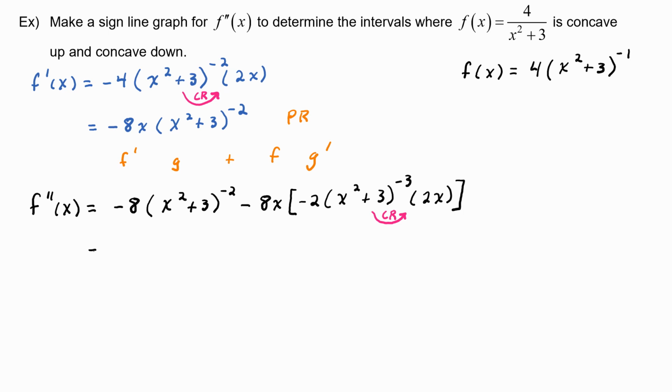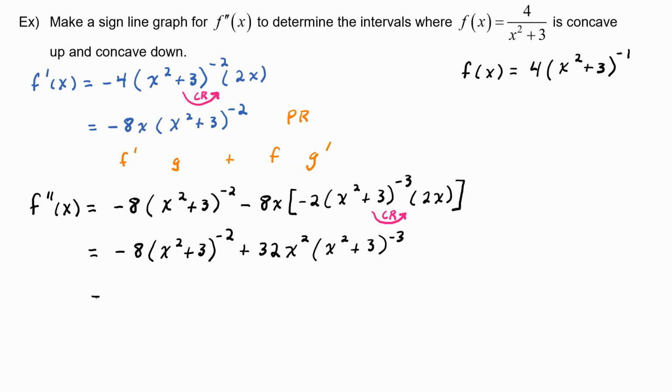Now let's clean up this derivative. We've got negative 8 times x squared plus 3 to the negative 2. Now over here we have a subtraction, but we have a negative coefficient inside, so that will turn it positive. 8 times 2 times 2 is going to be 32. We've got x times x, so that's x squared. And then we have x squared plus 3 to the negative third power.